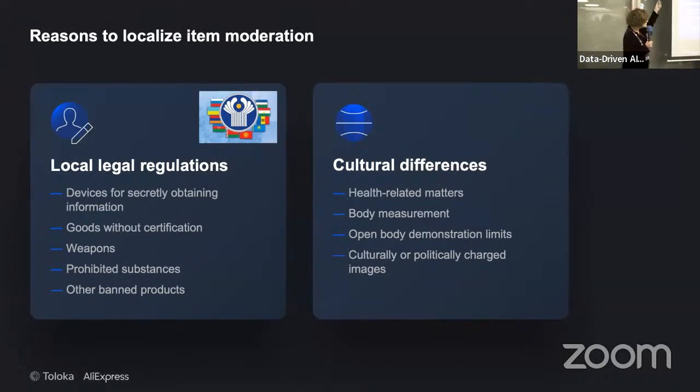Okay, so why does the challenge for moderation arise at all? The first type of reasons is always local regulation reasons. We work for 10 countries. You can easily guess that they all have different local restrictions and law regulations on what can be sold in the country and what can't, right?